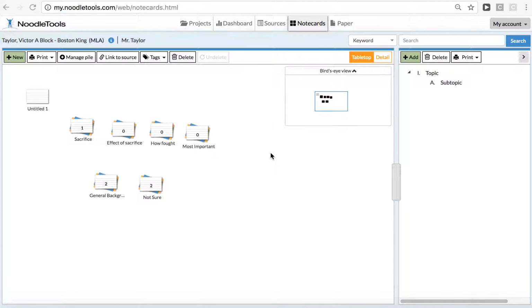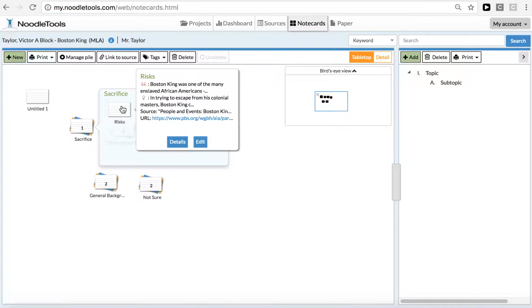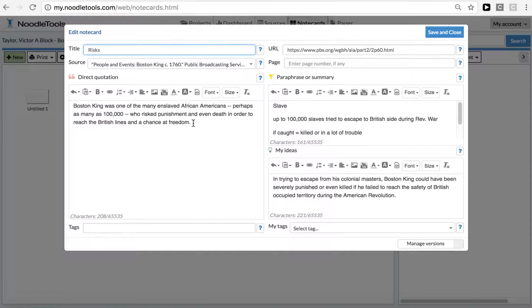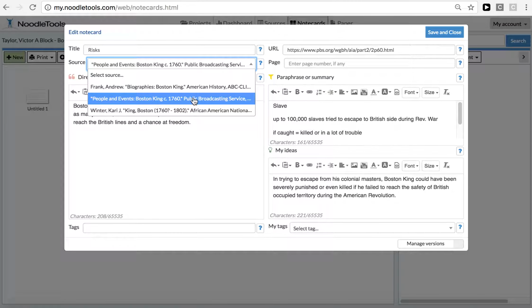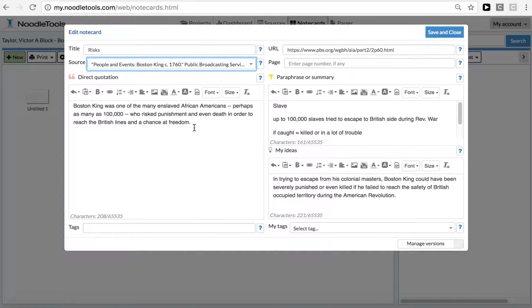This is a brief overview of what we discussed in class concerning the making of note cards in Noodle Tools. First, make sure the first thing you do is select which source the information is coming from. Very, very important. That requires you to have done your sources in this tool here. If you have questions about that, please let me know. So this information came from this source.